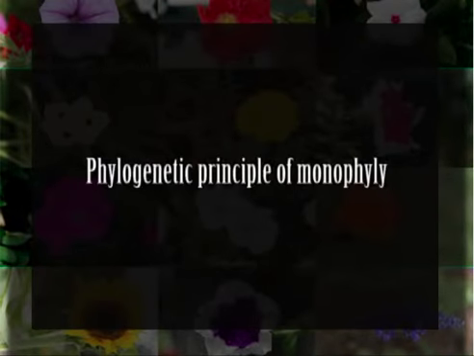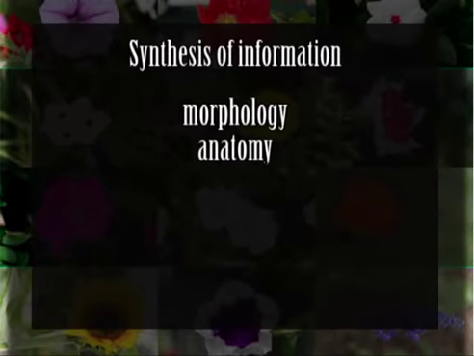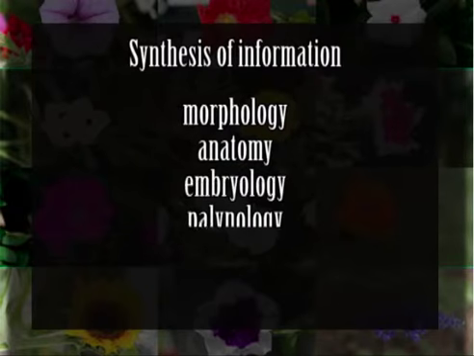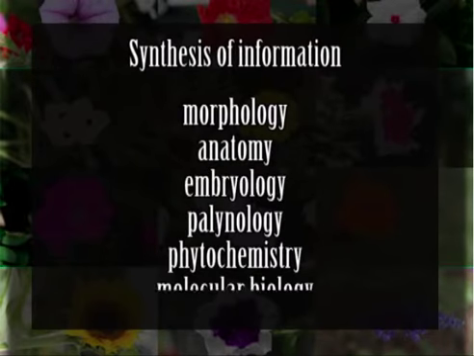What are the various advantages and disadvantages with this APG classification? Let us first of all discuss the merits. The first merit with this classification is that it is strictly based on the phylogenetic principle of monophyly. As already mentioned, monophyly means reconstructing the phylogeny on the basis of established monophyletic origin. It's based on the synthesis of information which is derived from multiple sources. The sources can be morphology, anatomy, embryology, palynology, phytochemistry, or the modern day molecular biology.